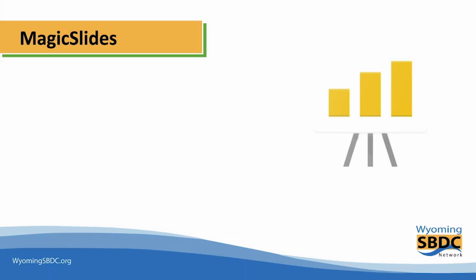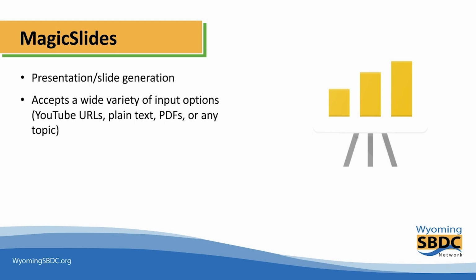Alrighty, so let's start with Magic Slides. Magic Slides is an AI tool used to create presentations and slideshows. It can take a wide variety of input options, including YouTube URLs, plain text, PDFs, or really any topic. So you could type in, for example, write me a presentation on Magic Slides, and it can do that.